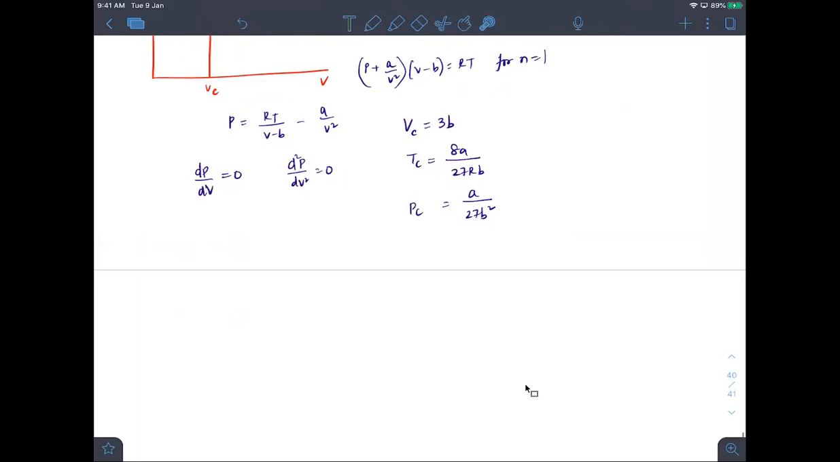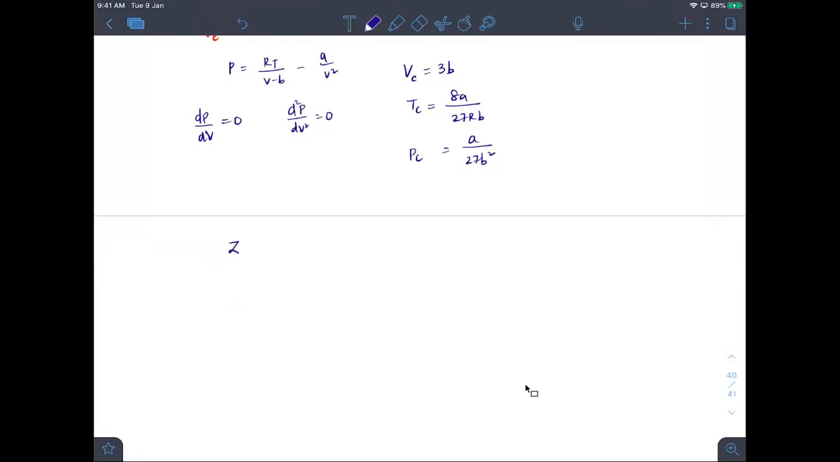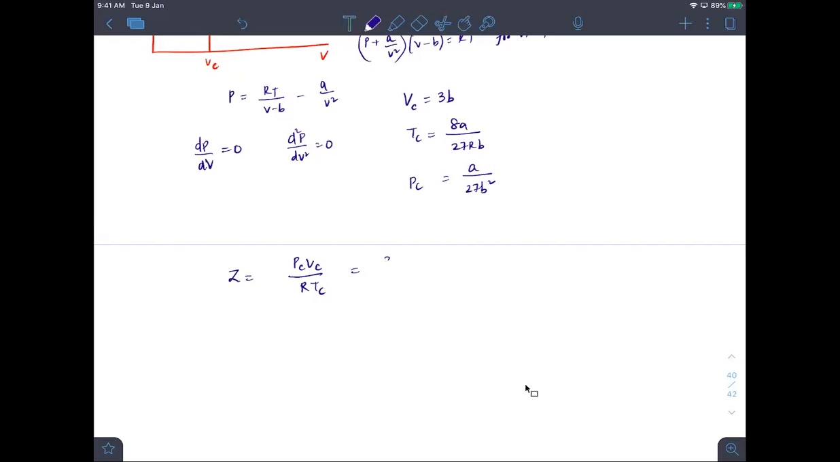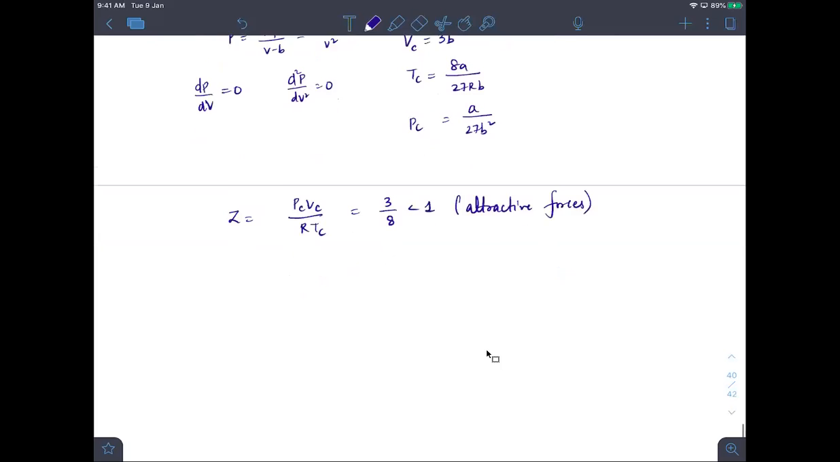Now check out what the Z value is here. The compressibility factor at exactly this critical point will be PC VC by RTC. So if you substitute all the values here, we will get this as 3 by 8, which is less than 1. Which is less than 1, implying that attractive forces are dominant here. So exactly at critical temperature, you'll see attractive forces are dominant.